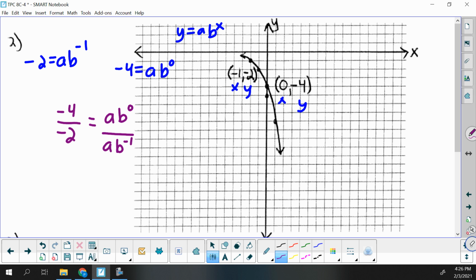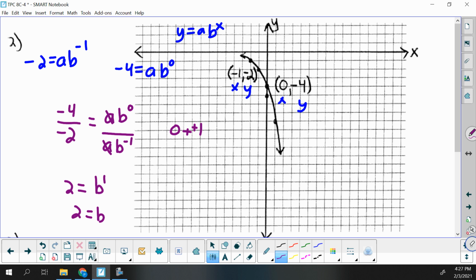On the left, those divide to give us 2. On the right, the a's wipe out. Now here's where you got to be careful. We're going to subtract our exponents. 0 minus a -1. Minus a minus gives us a plus, so that's just b to the first. So b is just 2.